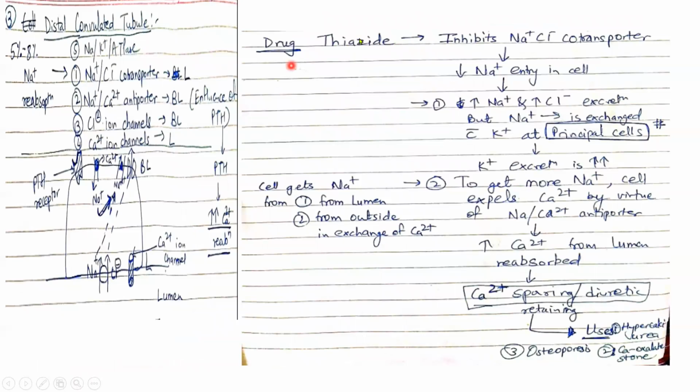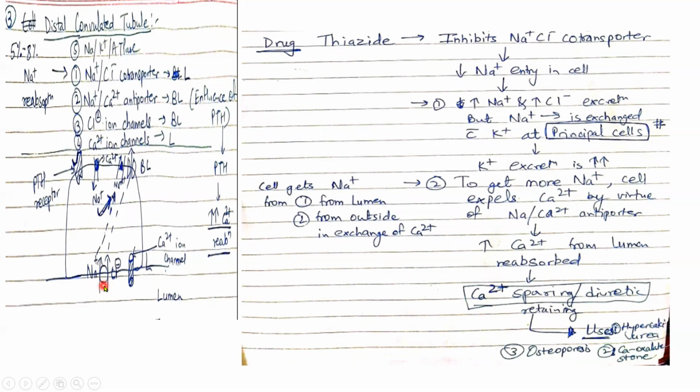Now, which is the drug which acts on this particular site? This is the same slide, the picture from the previous slide. So you have everything handy this side, and we are discussing the drug this side. When you talk about the drug, it is thiazide. Now what exactly does it do? It inhibits the sodium chloride cotransporter. Now see here, the sodium chloride cotransporter.